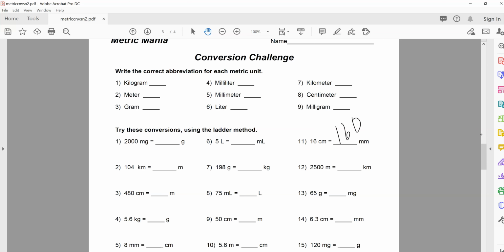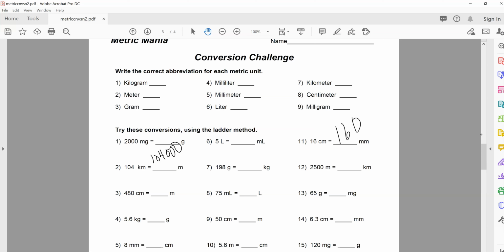104 kilometers to what meters? Kilometers are 3 steps above meters. So we're still going to the right. So we're going to move the decimal point 3 to the right, which would give us 104,000 meters.